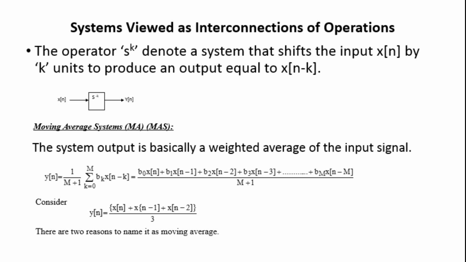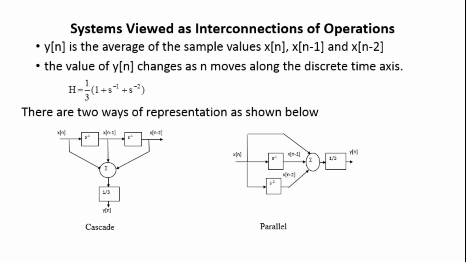Consider y of n is equal to x of n plus x of n minus 1 plus x of n minus 2, divided by 3. There are two reasons to name it moving average. First, y of n is the average of the sample values of x of n, x of n minus 1 and x of n minus 2, and the value of y of n changes as n moves along the discrete time axis. Then H becomes 1 divided by 3 into 1 plus S inverse plus S to the power minus 2.